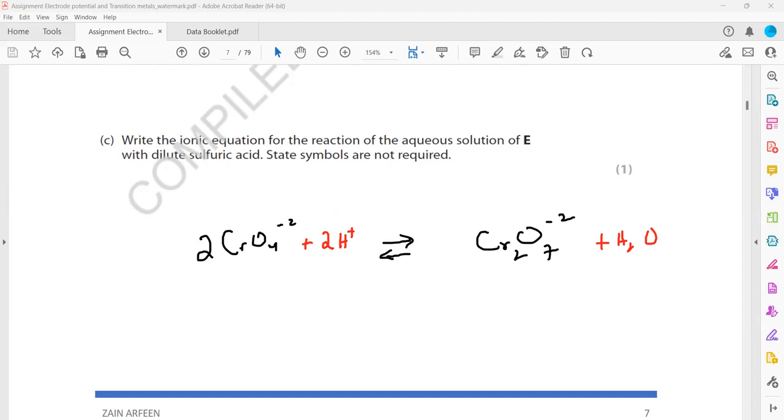Is this one clear? It is a conversion of the solution E to F, like the ionic equation for the reaction of aqueous solution of E with sulfuric acid. So E was converted into F. And this was actually yellow in color, and this is orange in color.